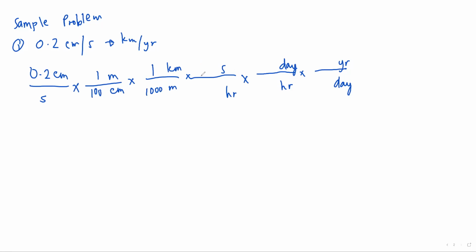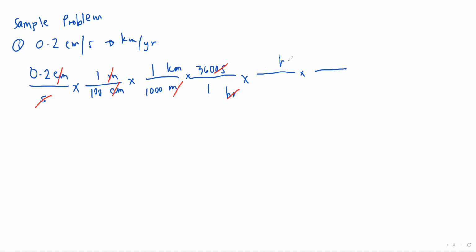Tama, di ba? 1, 3, 6 pala. 1 day, 24 hours. Tapos, 1 year, 365 days. Okay? So, cancel out, cancel out, cancel out, cancel out. Oh, baliktad to ah. Wait lang. Baliktad na yung dulo, sa last na lahat na yun.